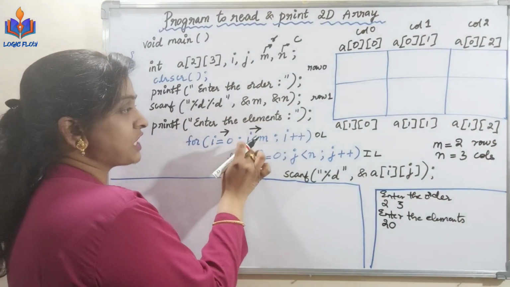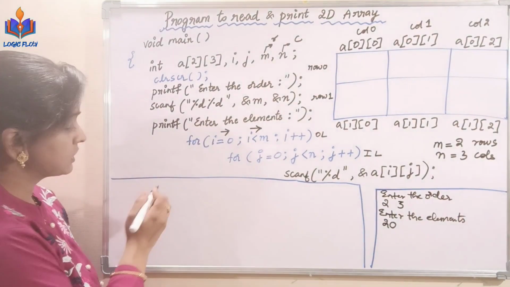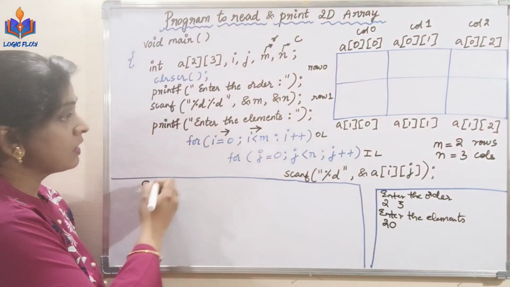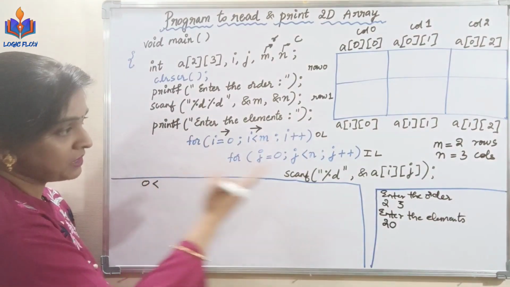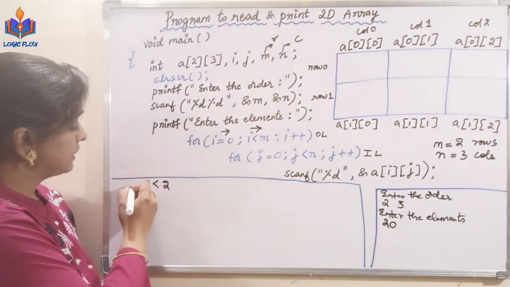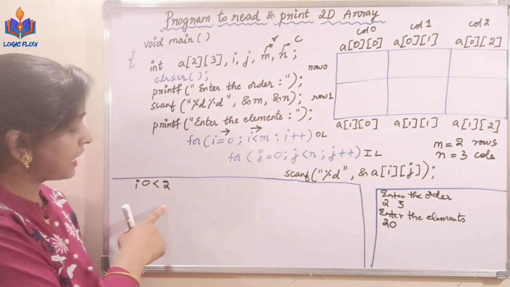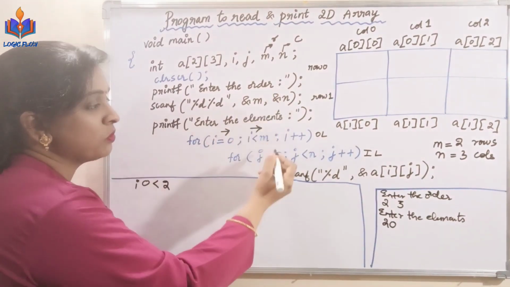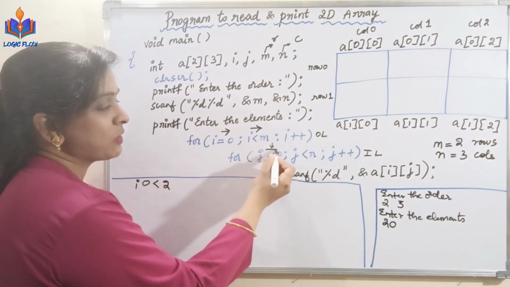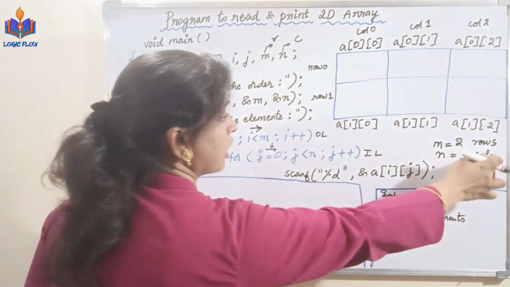So the outer loop starts with the first row. i equal to 0. So let me write the iterations. i equal to 0, 0 less than m. m means it is 2. 0 less than 2, condition true. I need to get inside. One more loop starts. I say j equal to 0, j less than n. n means columns.